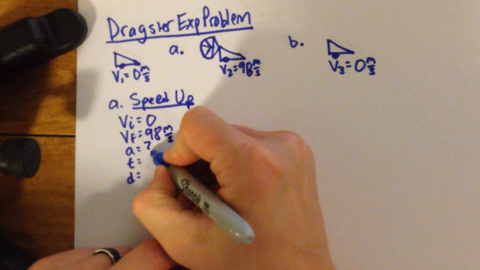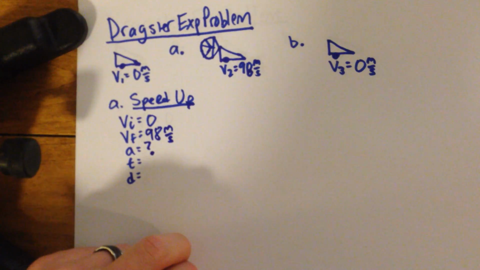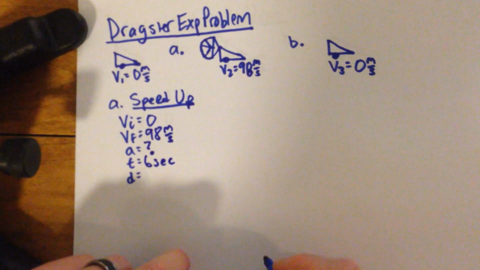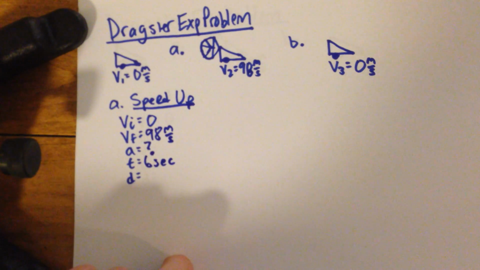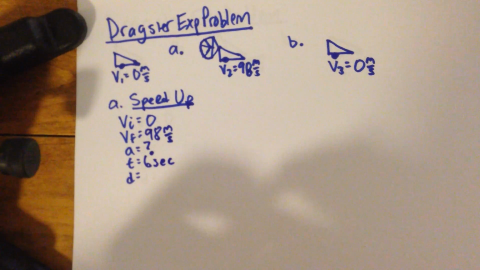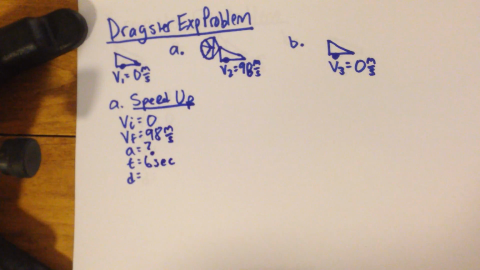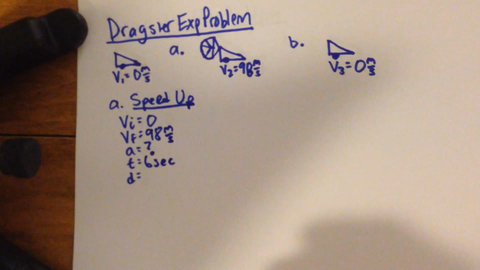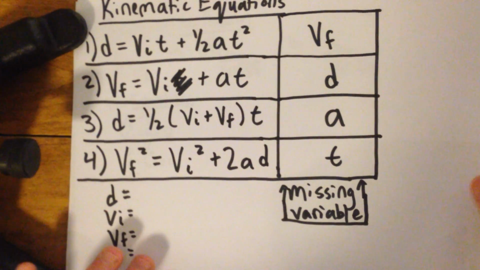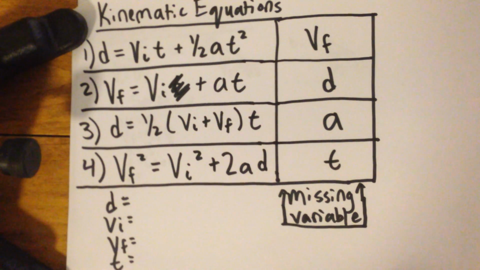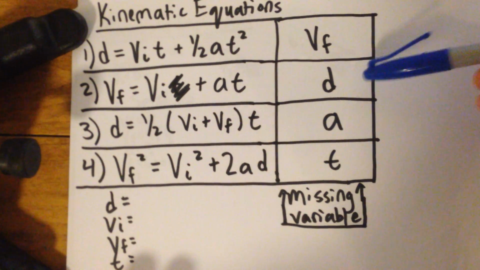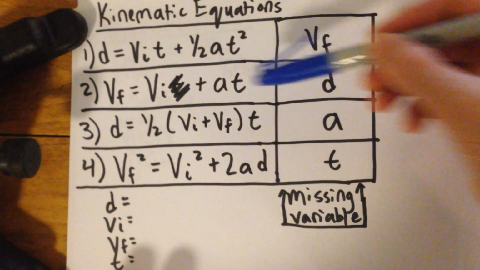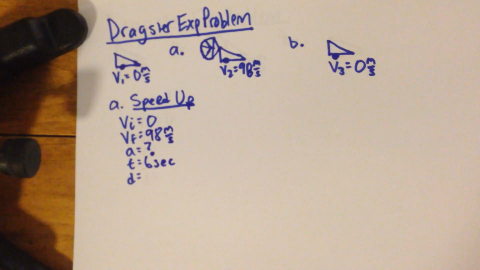So that's its final velocity. Acceleration, we're trying to look for that. What's the acceleration of the dragster? And they tell us it accelerates in 6 seconds. Distance, how far it goes while it is speeding up, is not mentioned, nor is it asked for. And that's kind of a clue if you remember your kinematic equations notes. The variable that is not asked for nor given is your missing variable. So in this case, in the speed up, it is distance. So we know we're going to use the second equation.